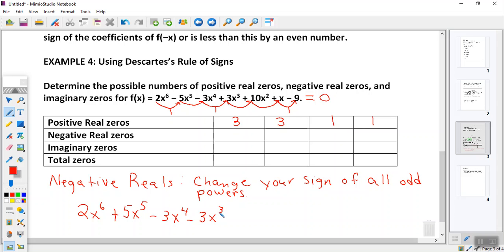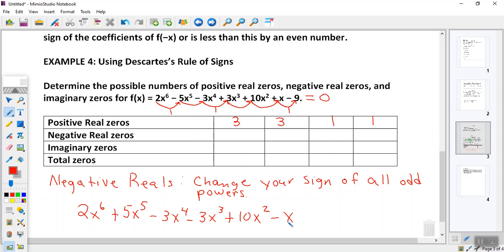Let's see, I got x squared, that stays the same. Okay, this is like x to the 1st, isn't it, kids? So this will be a minus an x then. What about the 9? That's like 9x to the 0. Is 0 even or odd? 0 is actually even, so you wouldn't change that sign.